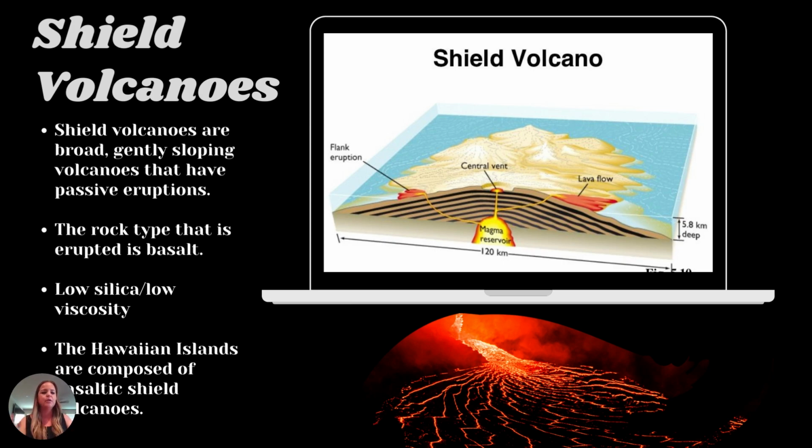So we do know with measurements as well that there's low silica here, low viscosity. So we end up with very passive eruptions. The rock type that is erupted out of these volcanoes is basalt. And the Hawaiian Islands, like I said, are a good example.